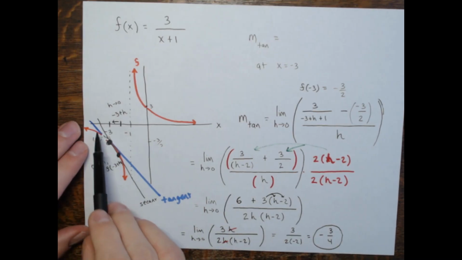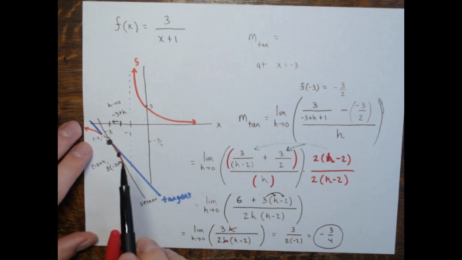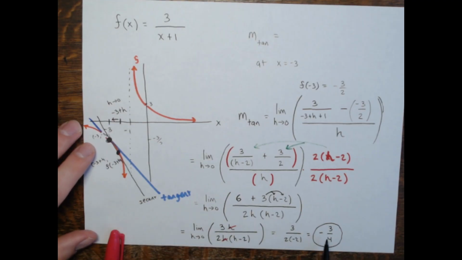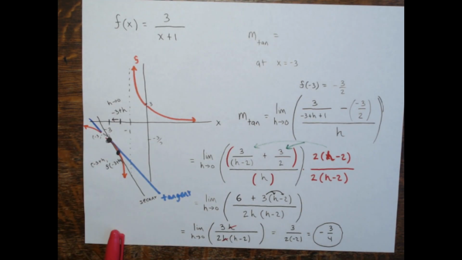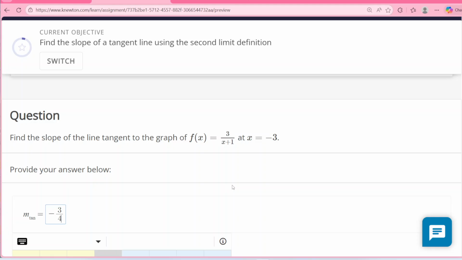Okay, so the slope of this line, which I said would be negative, right? We got a negative number, so great. The slope of this line tangent to the curve at this particular point where x equals negative 3, the slope of that tangent line is negative 3/4. So that's what I'll enter, negative 3/4.